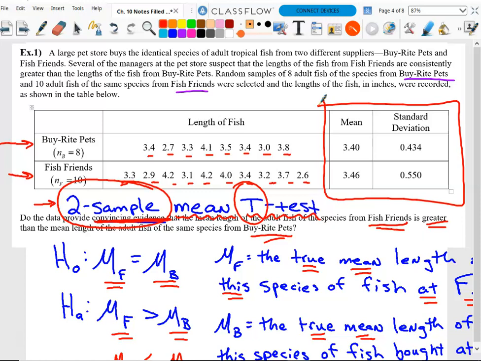So, that being said, this is really what I care about. This is my x bar and x bar. Why is it not mu? Because it's a sample. This is my S. This is my S. Because it's a sample.